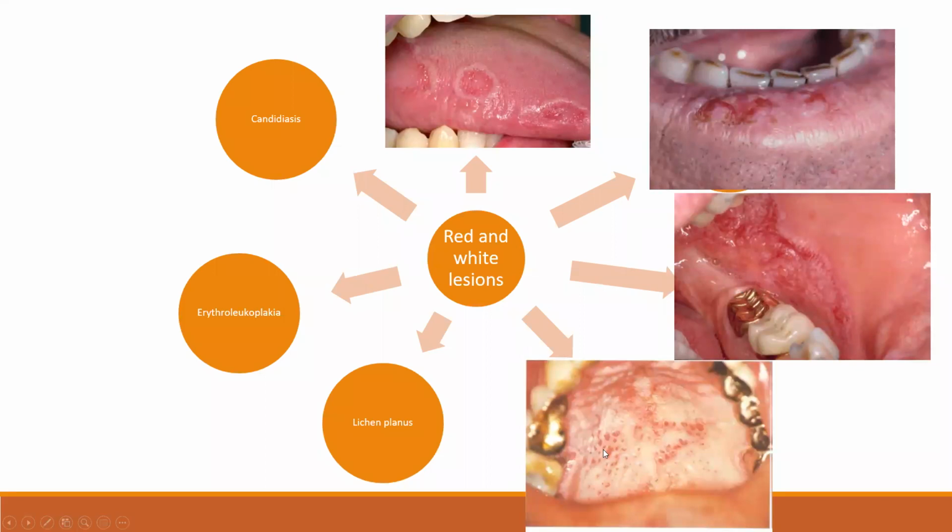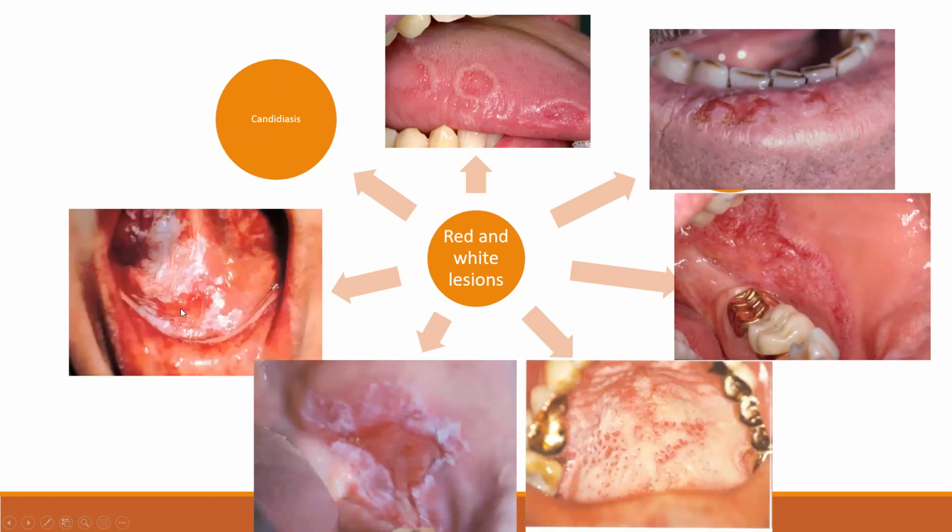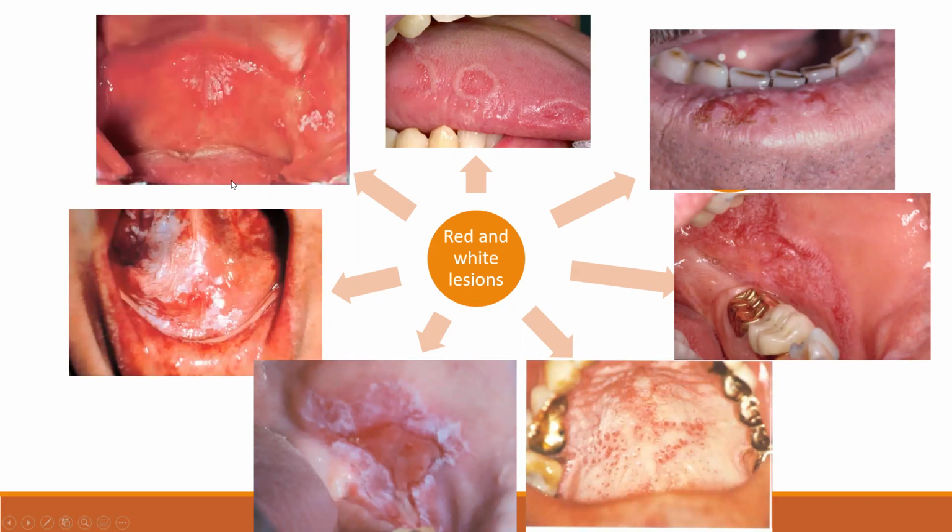Example of smoker's palate, where the red color is the opening of minor salivary gland ducts. This is an example of erosive lichen planus, erosive because there is an ulcer surrounded by white striae called Wickham's striae. Red and white lesions combined, so erythroleukoplakia. Next is candidiasis. White lesion can be scraped off, leaving the red base.